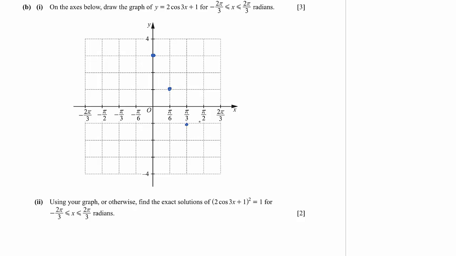Now we can see the pattern. So it must come back to there and back to there. And over here, it's going to go here, and then here, and back to there, and back to there. And since we know the shape of the curve, it's going to go something like this.